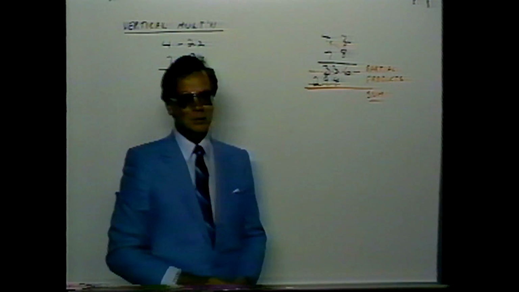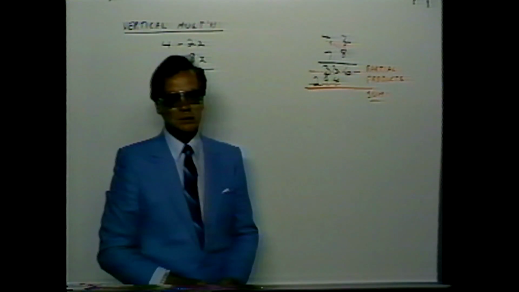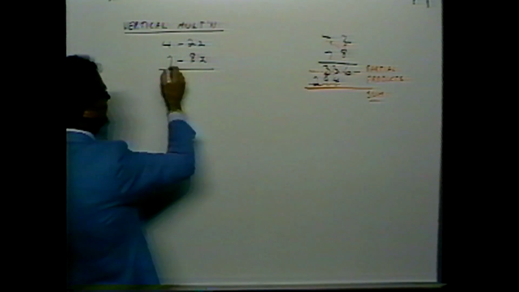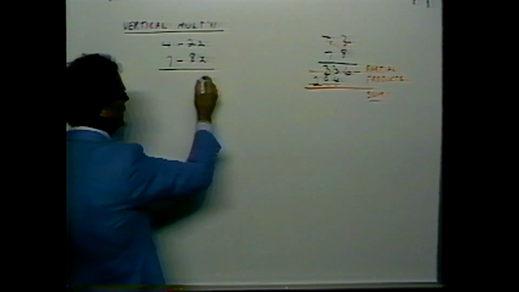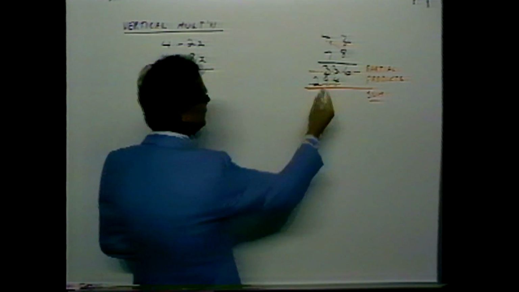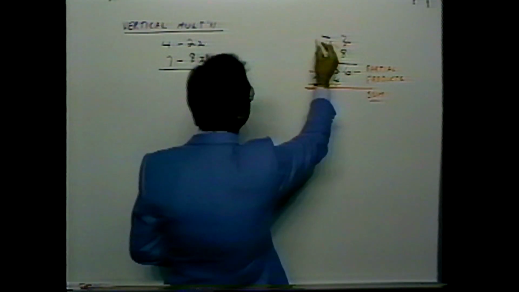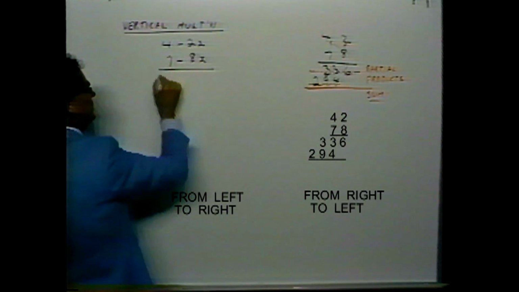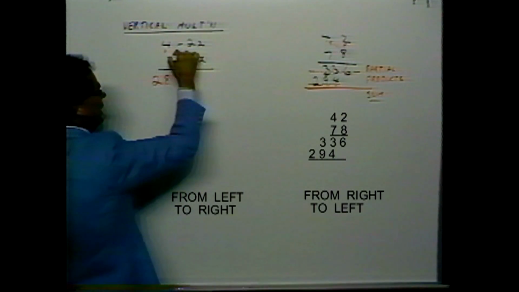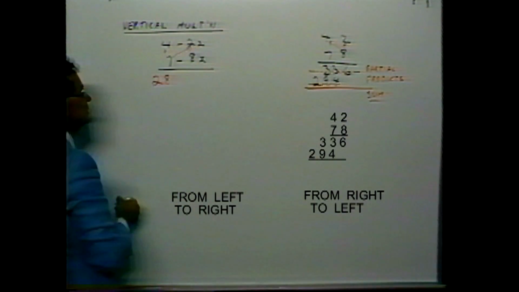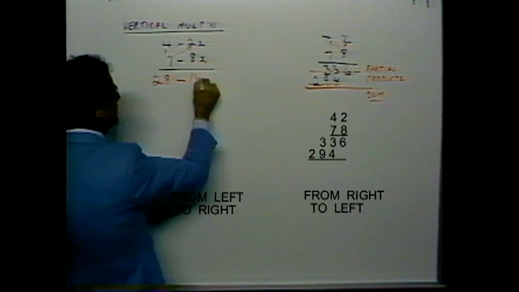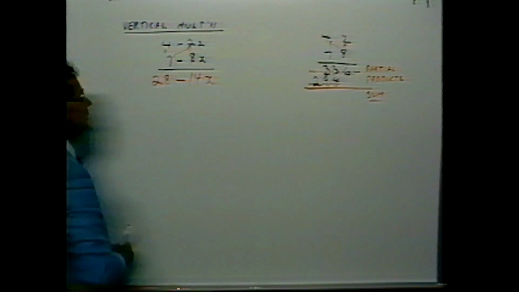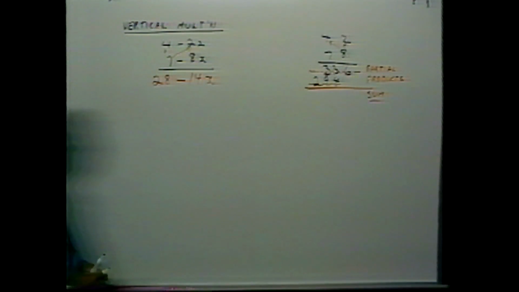The procedure is quite similar with algebraic expressions, but there are some differences. We begin to multiply from the left to the right instead of, as we did here, from right to left. Observe, we take 7 times 4 first, followed by 7 times minus 2, and that is minus 14x. That's a partial product of the total that we're after.